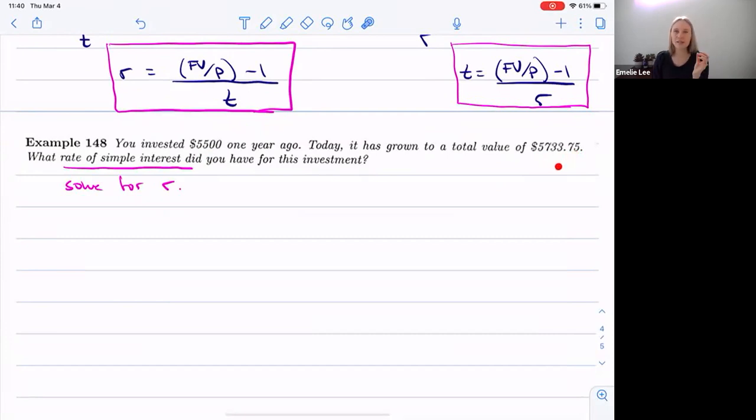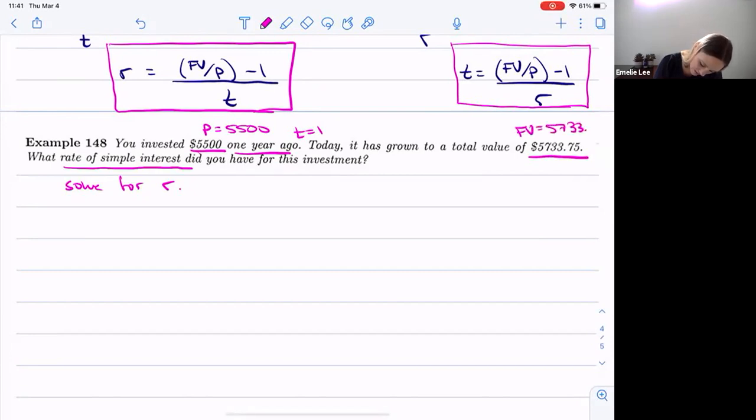And a little bit subtle, but sometimes we'll need to dig a little bit. We have the time, right? The time was 1 year ago. Okay, so the time it's sat there is just T equals 1, right? And so here this becomes, so P is 5,500, T is 1, right? Subtle, but it's there. And then the future value is 5733.75.